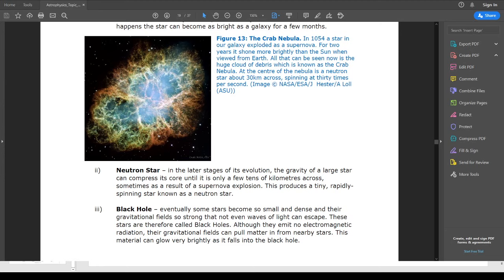Yes, a black hole will always remain a black hole, just like a neutron star will always remain a neutron star.